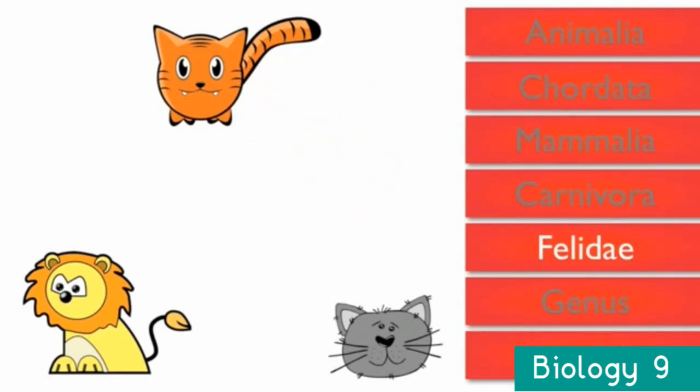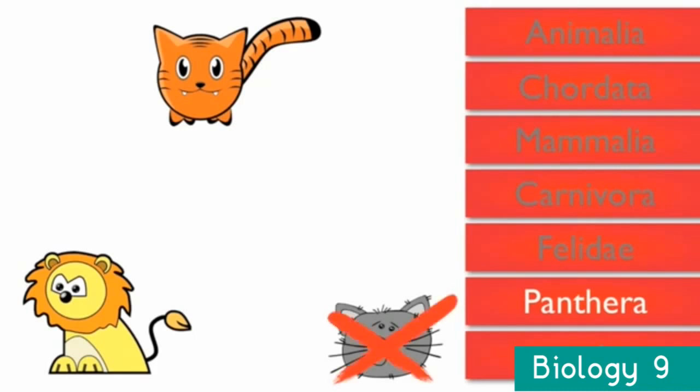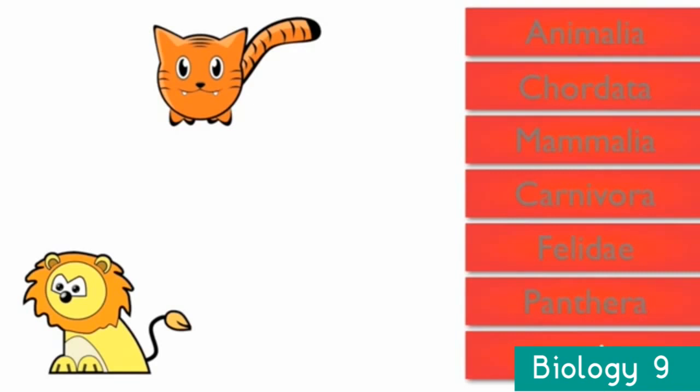Then we have a level called genus. A lion is in the genus Panthera, which means roaring cat. The house cat does not roar, so it is removed. Finally, we have the level called species. Members of the same species can breed and produce offspring. A lion is in the species Leo. So the tiger is removed from this group.